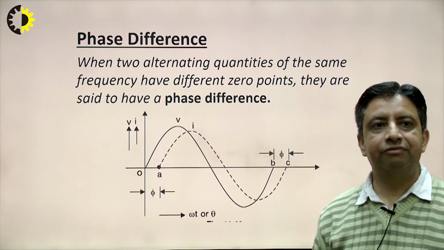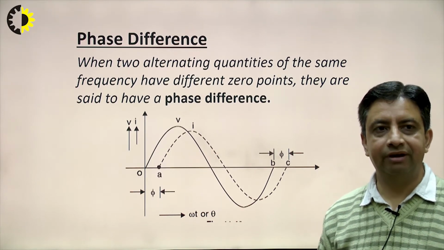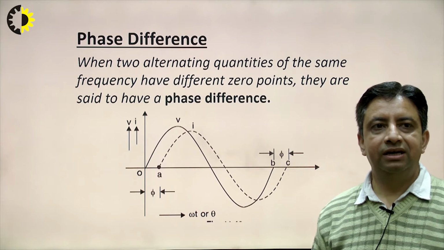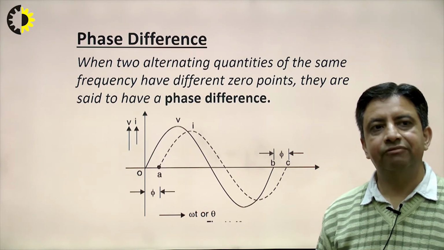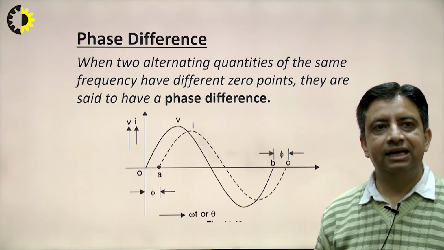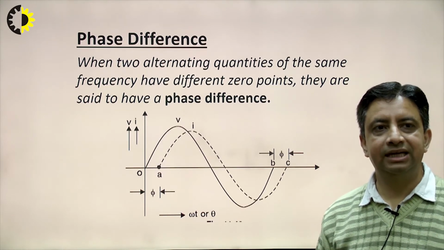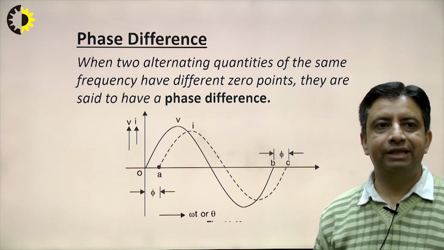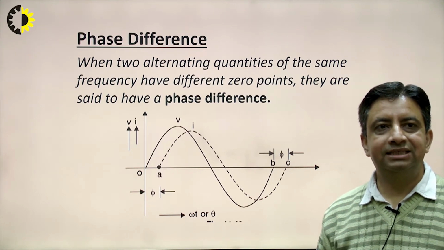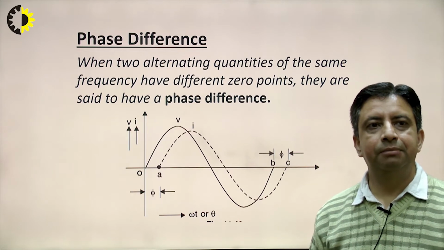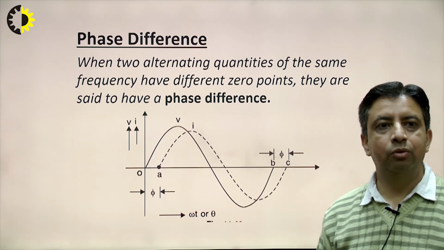This particular phase difference is denoted by phi. Again in this figure you can see we have taken the voltage as reference, so it is starting from the origin, and this current is starting from instant A. As both of them have different 0 crossing points, we can say there is a phase difference between these two alternating quantities.